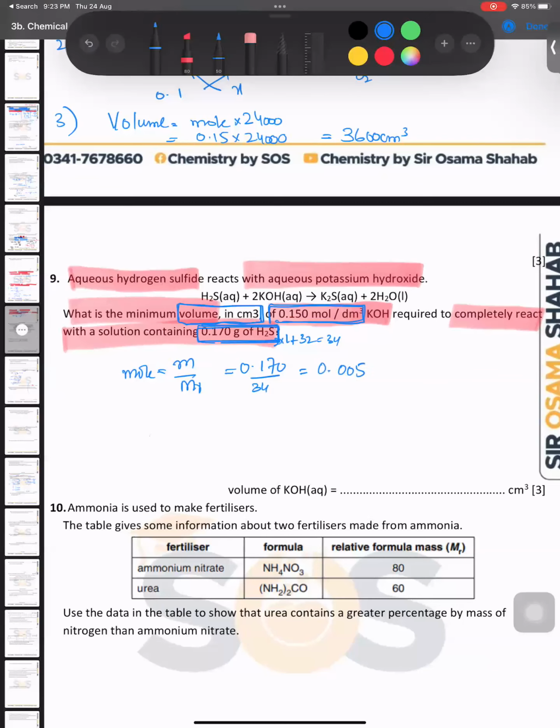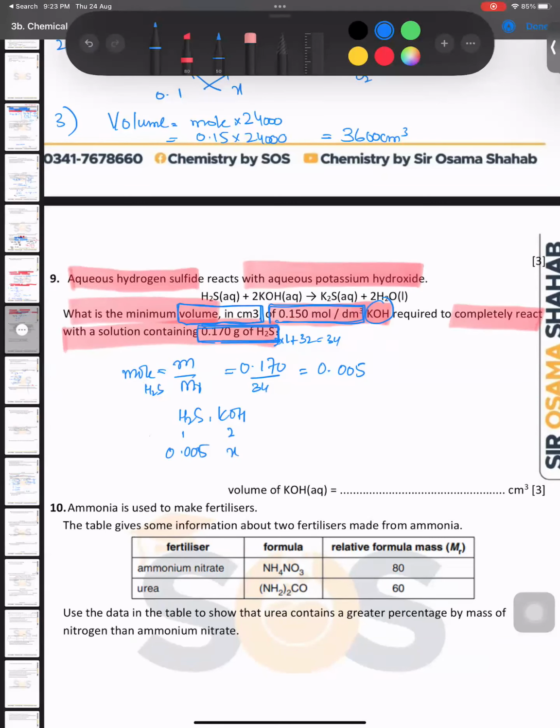0.005. ये हो गया आपके पास मोल्स, और ये मोल्स हैं आपके पास किसके? H2S के. Now you need to find out the moles of what? KOH, क्योंकि उसी की कॉन्सेंट्रेशन आपके पास मौजूद है तो उसी का वॉल्यूम चाहिए. तो रिलेशन लगाना पड़ेगा H2S versus KOH, right? And you can see this according to the equation, it is 1:2. So if you have 0.005 of this, तो KOH कितना चाहिए होगा?